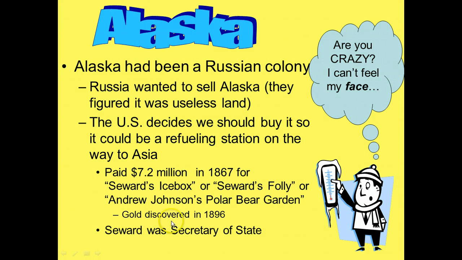But little did they know that gold would be discovered in Alaska in 1896, and not to mention silver and all other kinds of valuable things. And of course, what else do we know comes from Alaska nowadays? Oil. Hello. So that's pretty useful. So I guess it ended up paying off, huh?